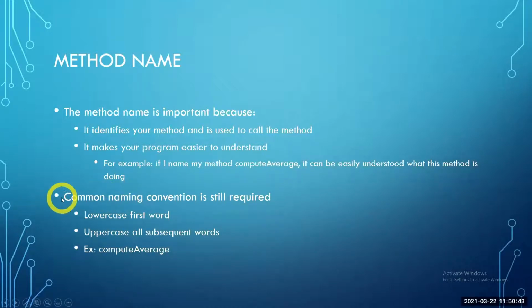Now we're getting into naming your things correctly. Naming is very important in programming, even with variables. You always want to lowercase the first word, then uppercase all subsequent words. So in computeAverage, the first word is lowercase, all subsequent words are uppercase. I will start taking off for improper naming. If you capitalize the first word and all of the rest of them, I will take off. If you have the whole thing lowercase, I won't take off a whole lot, but I will take off for it. And that goes for your variables as well.